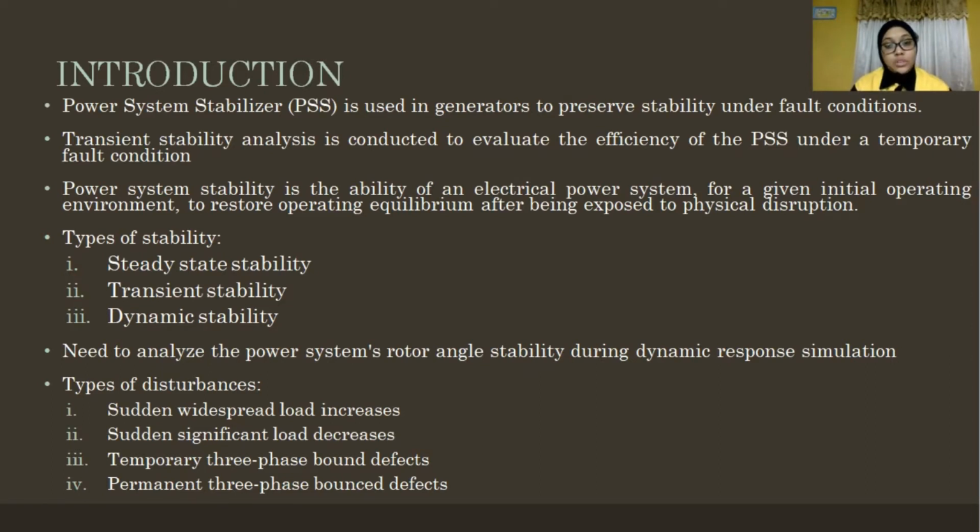The PSS needs to analyze the power system rotor angle stability during dynamic transformation. Types of disturbance: first, sudden widespread load increase; second, sudden significant load decrease; third, temporary three-phase bolted fault; and last, permanent three-phase bolted fault.